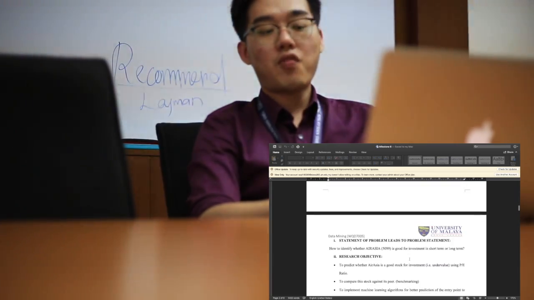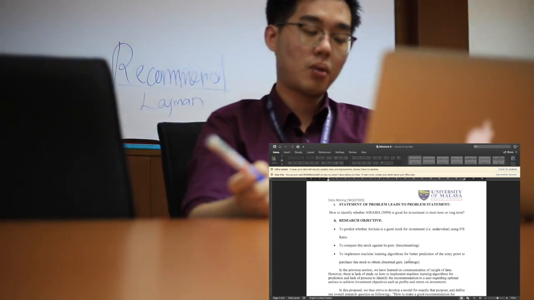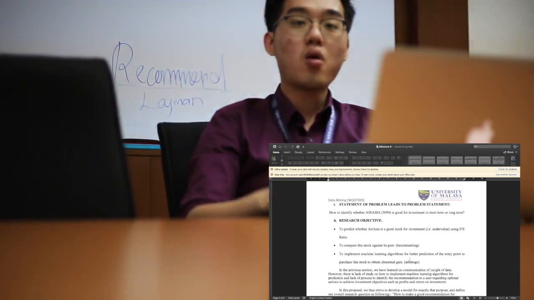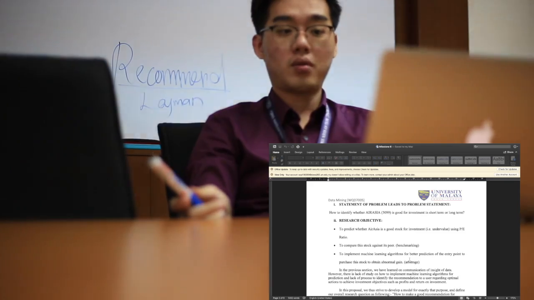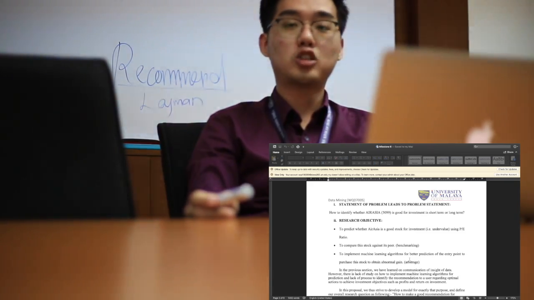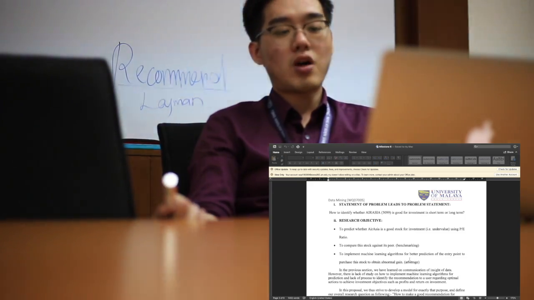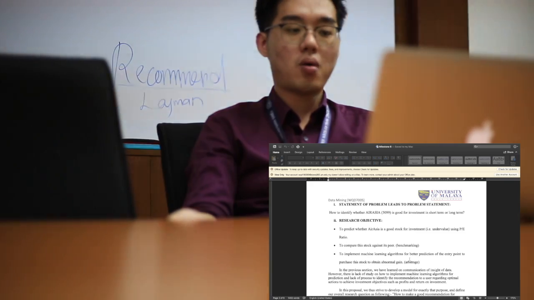How to identify whether AirAsia is a good stock for investment in the long term or short term. So for this, how to predict whether AirAsia is a good stock, undervalued or overvalued. So we try to compare the stock with its peer benchmarking, which is probably Malaysia Airlines, but it couldn't be found because it's currently not listed anymore.